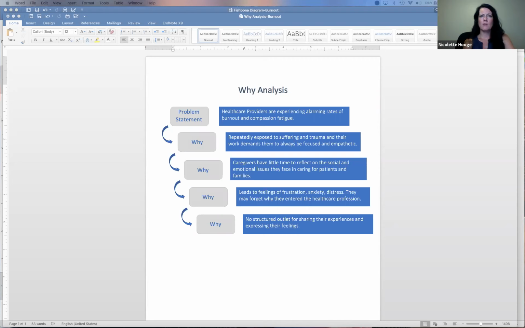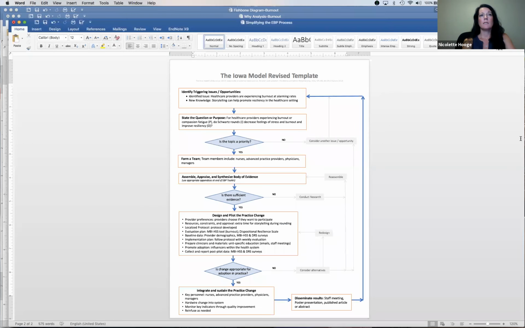And that can make you forget why you even entered the healthcare profession to begin with. And that is because there is no structured outlet for sharing your experiences or expressing your feelings. So I created a PICO based on an intervention called Schwartz Rounds.